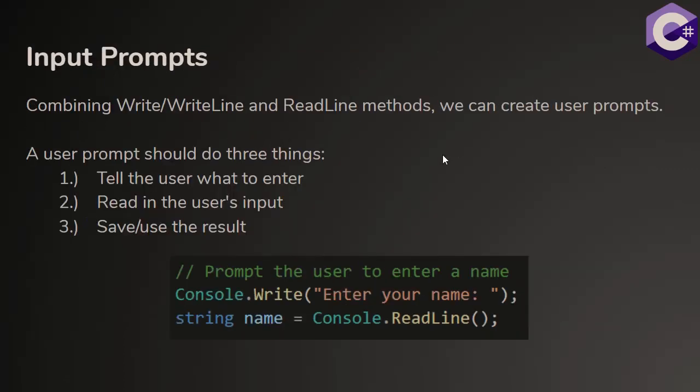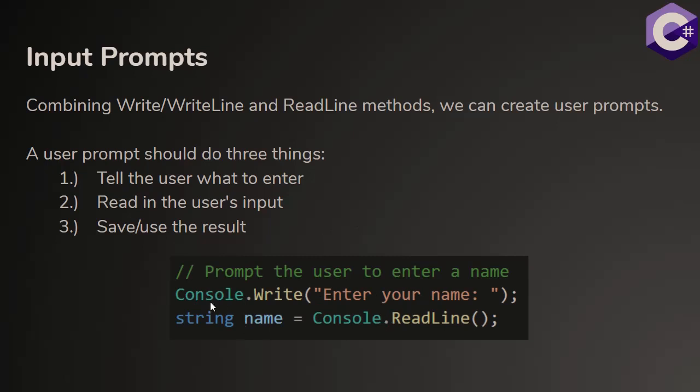By combining the WriteLine method and the ReadLine method, we can create user prompts. And a rule of thumb when you're creating a user prompt, you should try to do these 3 things. You should tell the user what to enter first, then you should read in the user's input, and then save or use the result. If you follow these 3 steps, you will build good user prompts.